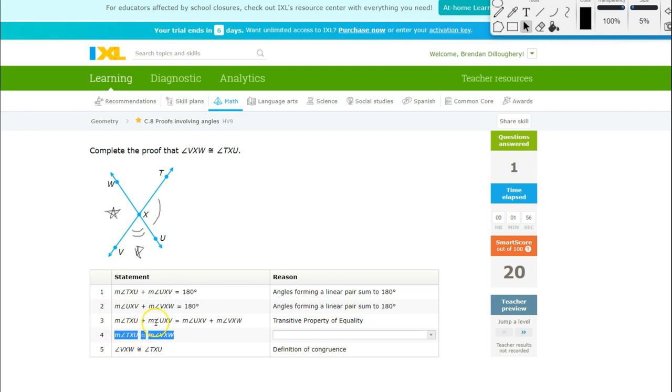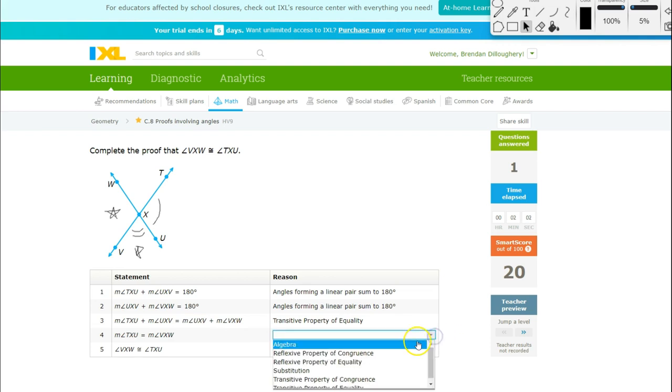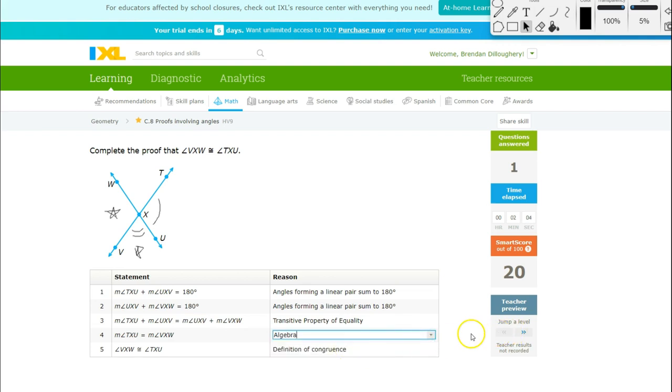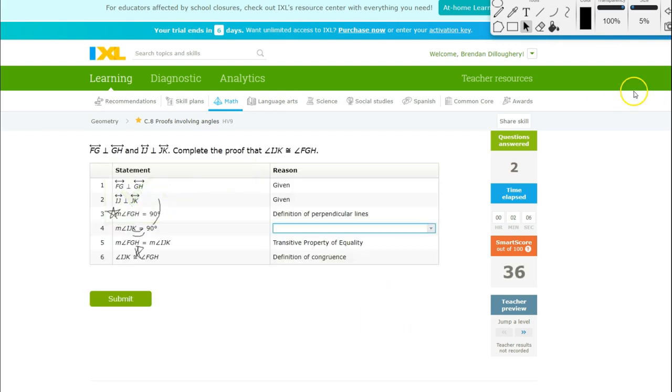And then how did we get to here? Well, we subtracted the same thing from both sides. We subtracted this measure of angle UXV. So that right there is going to be subtraction property of equality, or they call it algebra. Okay, so I'm just going to hit the Enter key, and it goes to the next one. I want to clear, sorry, erase all, there we go, my drawings.